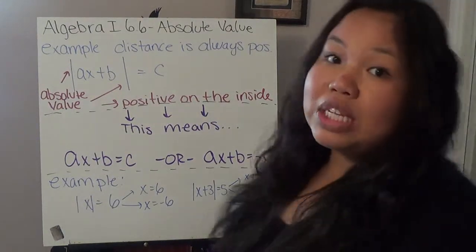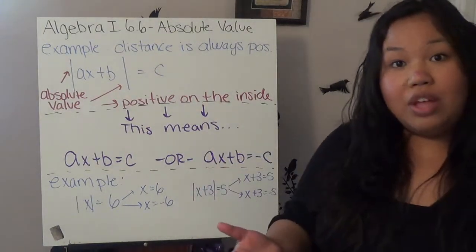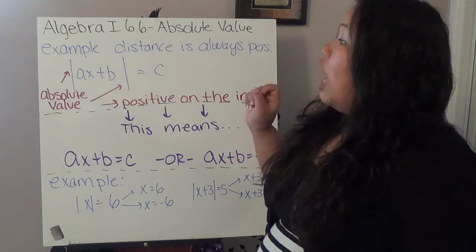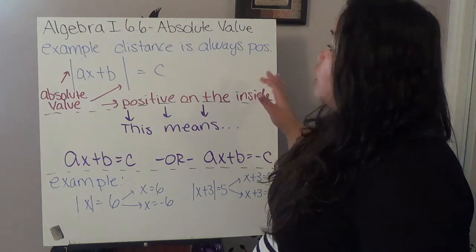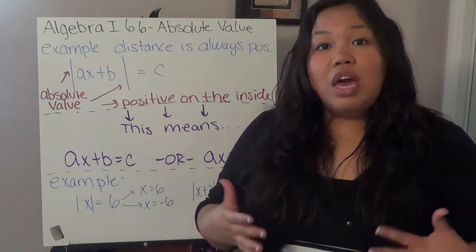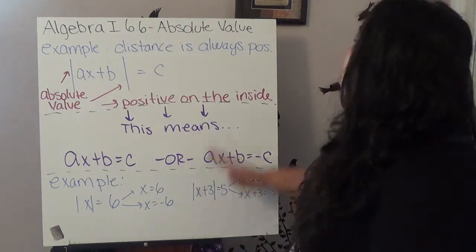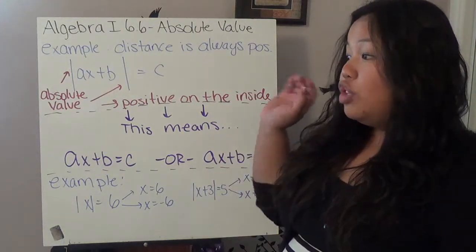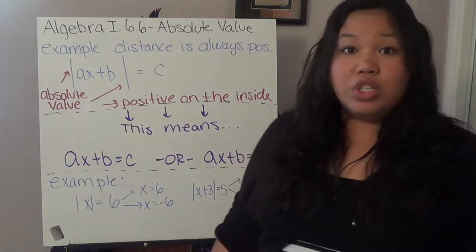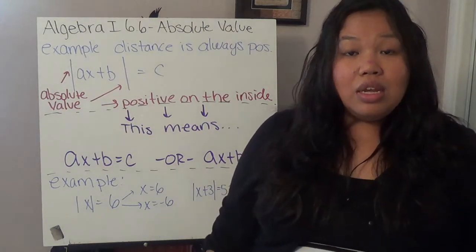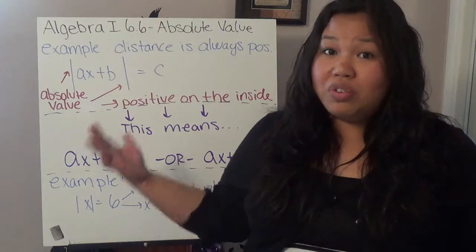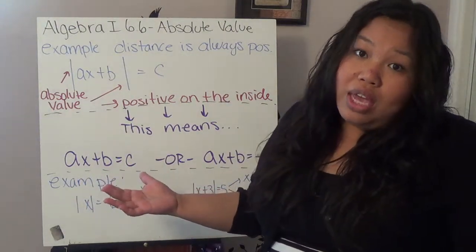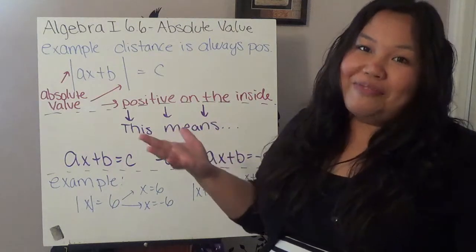In Algebra 1, section 6.6, we're dealing with absolute value. There are certain things in life that are always positive. For example, my distance is always positive. If I run 2 miles and then run backwards 3 miles, it doesn't mean I've traveled a total of -1 miles. It means I've traveled a total of 5 miles.